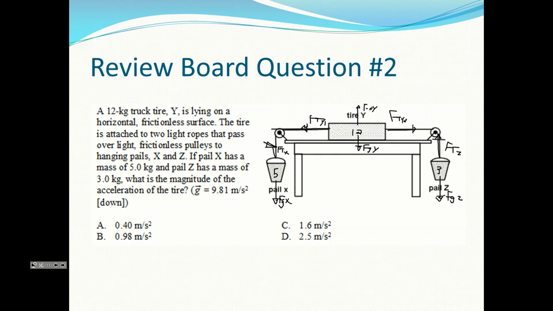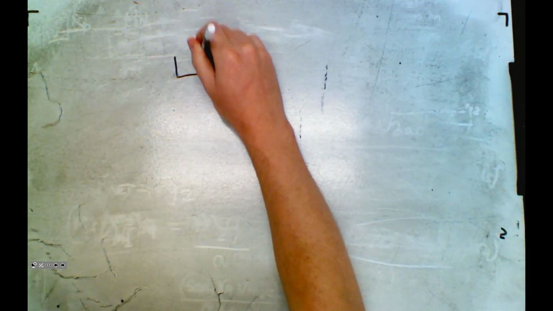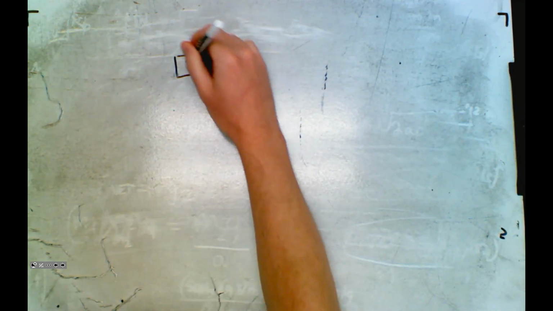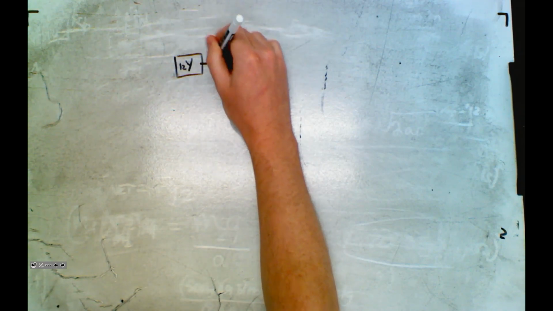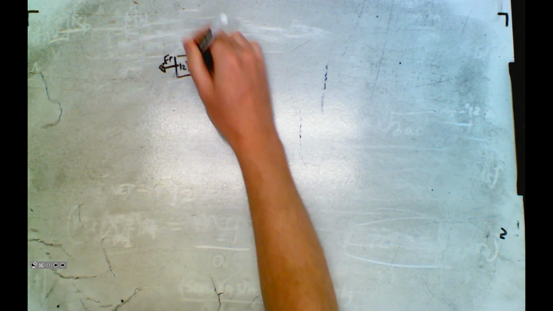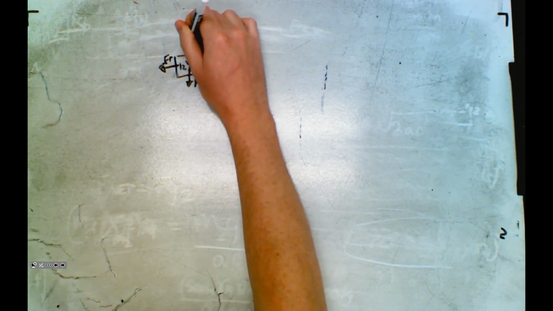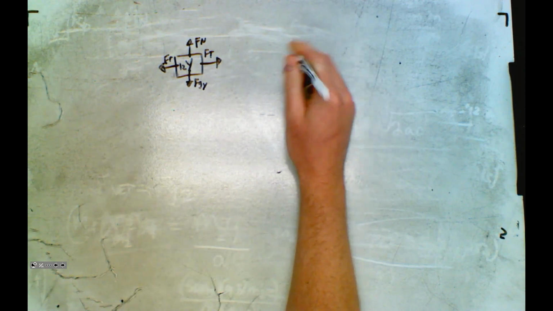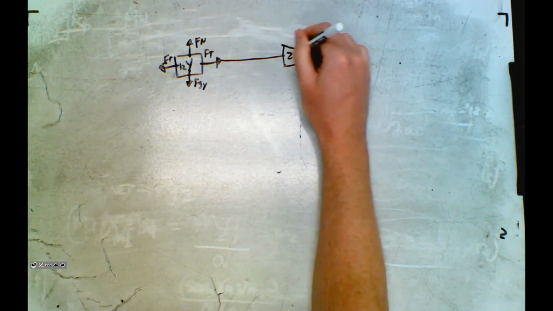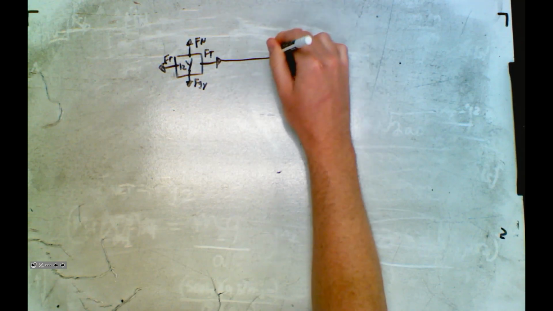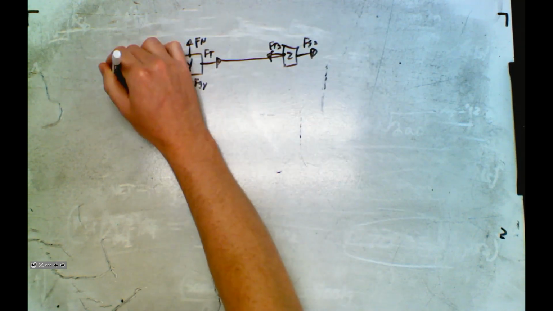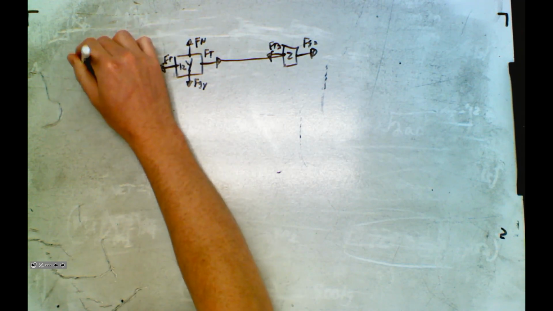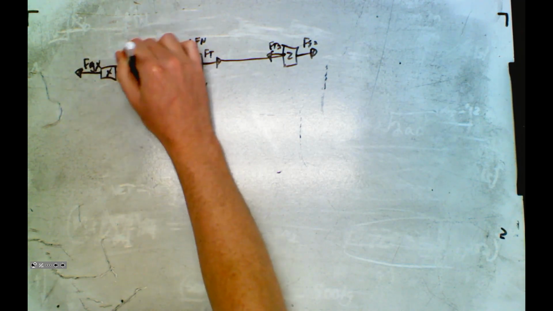So what we need to do is straighten this out. So I'm going to draw it over here all straightened out. So this is Y, which is 12 kilograms. So we have our force of tension, force of gravity Y, force normal, and then we have Z over here. Force of gravity Z, force of tension Z, and then we have X, force of gravity of X, and then force of tension. Okay, that's what our straightened out version is.